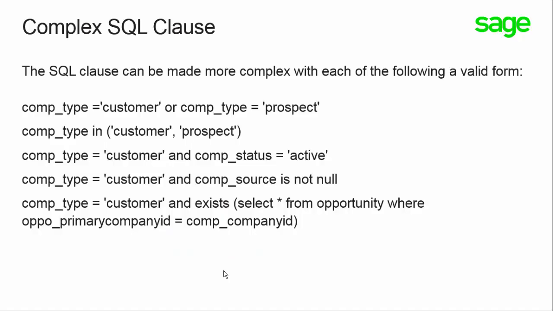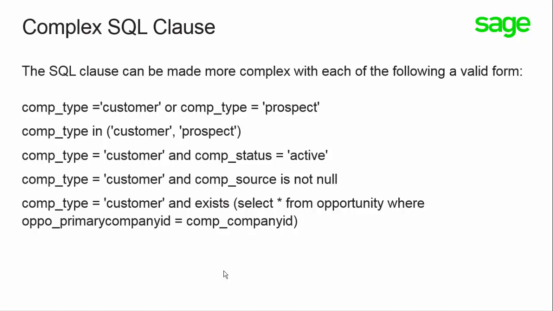We've got the option as well to really develop this idea a little bit further. The SQL clause can be made more complex, with each of the following examples being valid. And again, we're looking here at the entity that's in context. So we can look for comp type is equal to customer, or comp type is equal to prospect. The comp type is within a list of values.